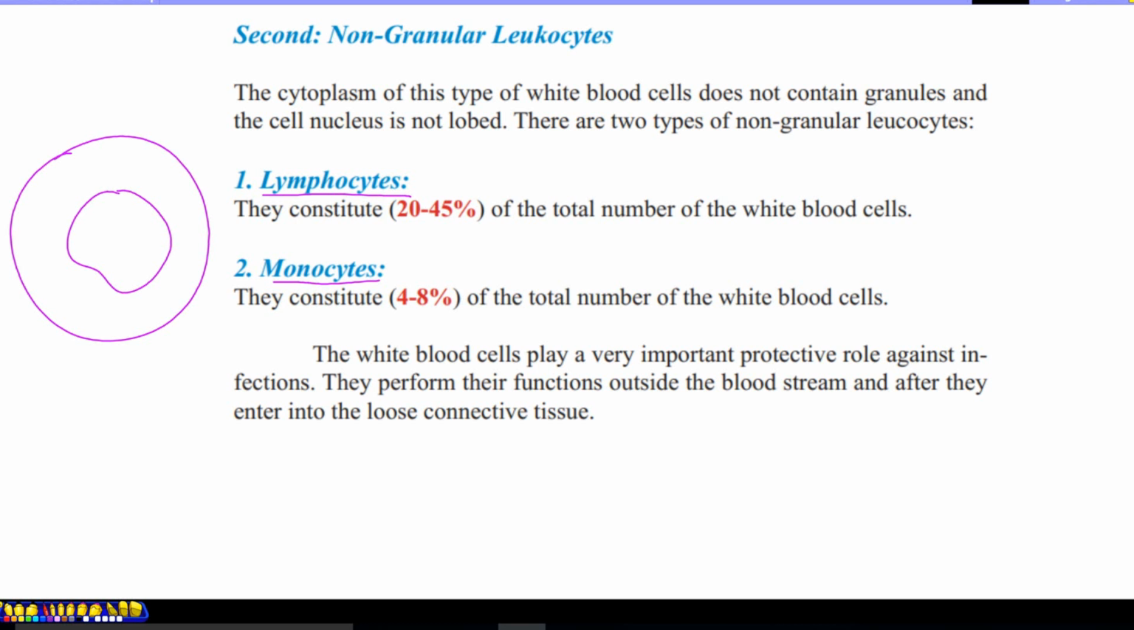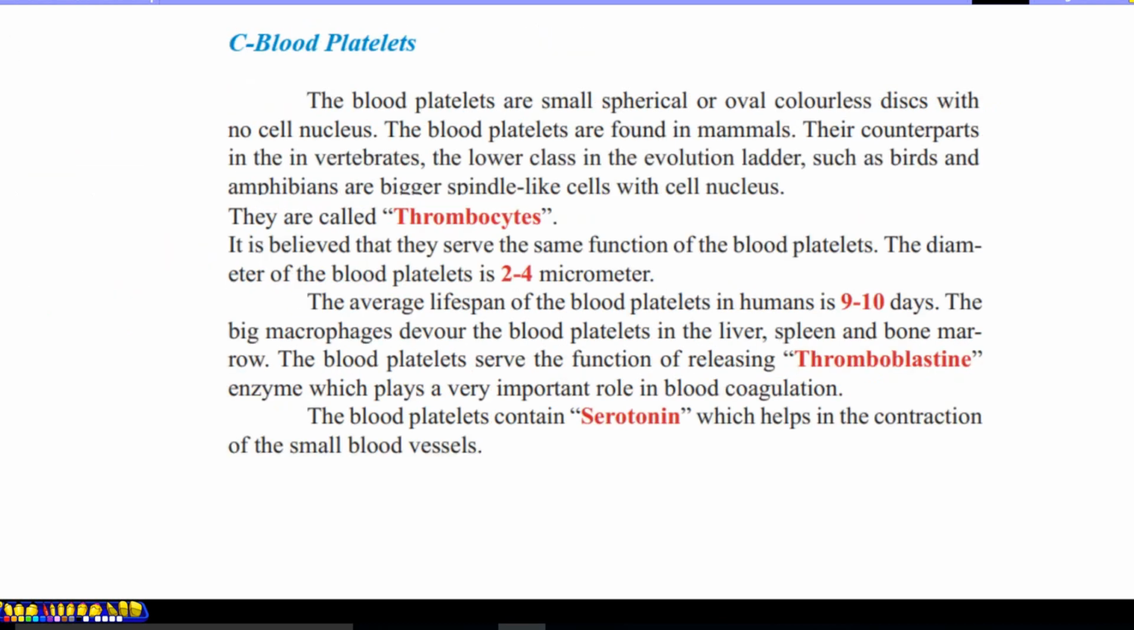The white blood cells play a very important protective role against infections. About the function of white blood cells, granular or non-granular, the function is similar. They perform their function outside the bloodstream, so they can cross the blood vessels and move between cells, like in loose connective tissue. After they enter the loose connective tissue, they look for viruses or bacterial germs to kill them and come back again to the blood. The white blood cells differ in structure or appearance, but their function is the same: defense or protection of the body against diseases.